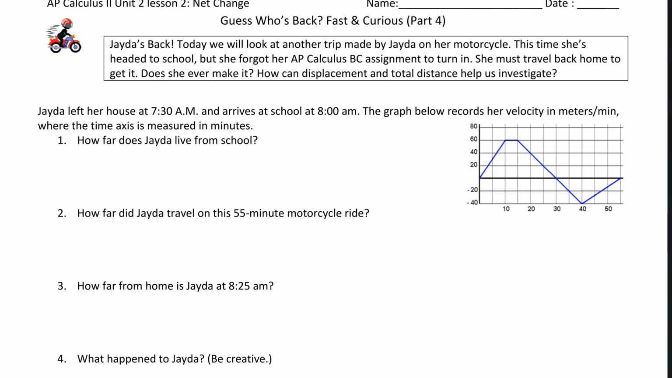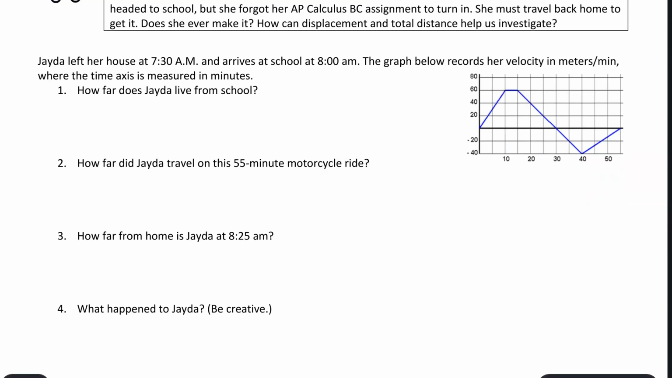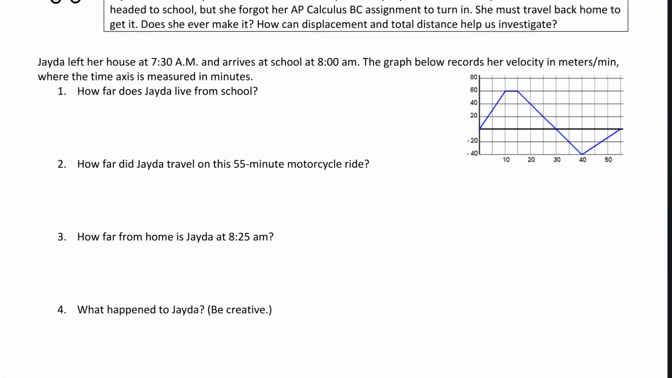So today we're going to look at another trip that she made on her motorcycle. This time she's headed to school, but she forgot her AP Cal BC assignment to turn in. She must travel back home to get it. Does she ever make it? How can displacement and total distance help us investigate? So take a second and see if you can answer these 4 questions.